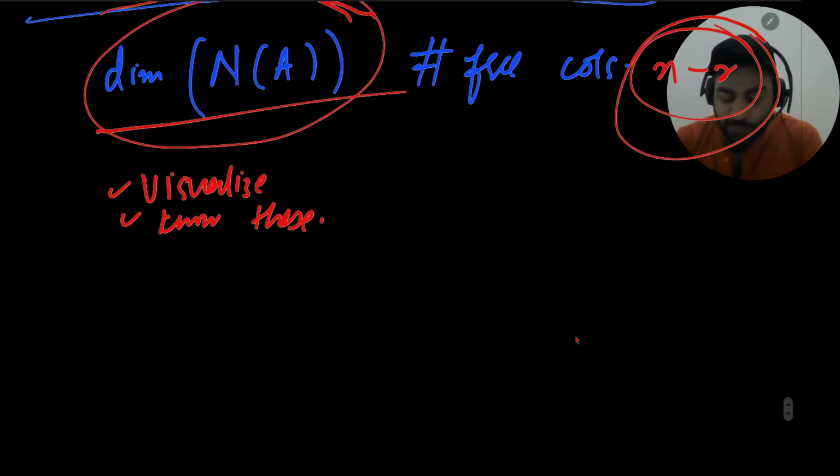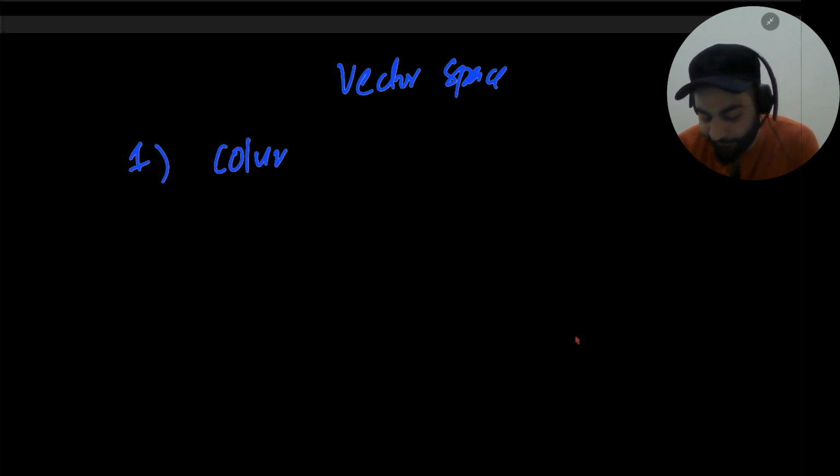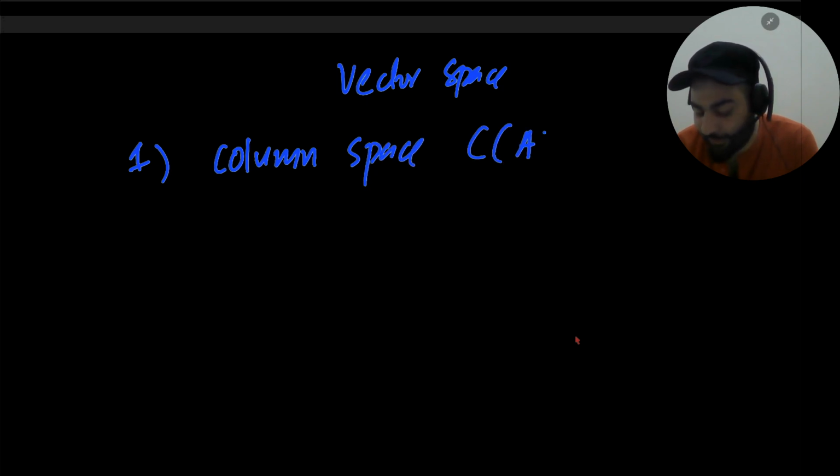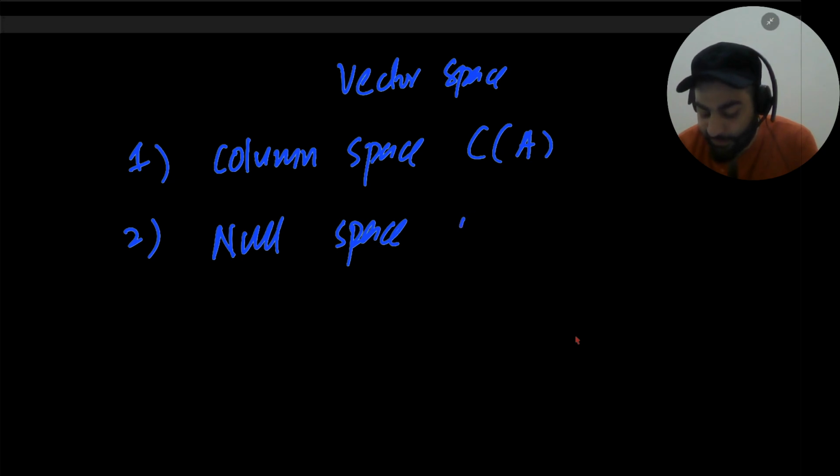Coming back from the break. So what I'm saying is that we saw two subspaces. In a vector space, we saw the concept of subspaces. The first subspace that we saw is the column space, which we represent by C(A). And the second thing that we went through is the null space, that is N(A).